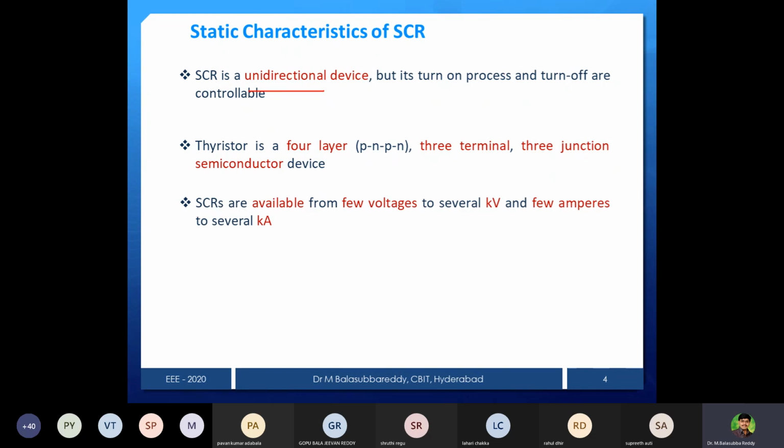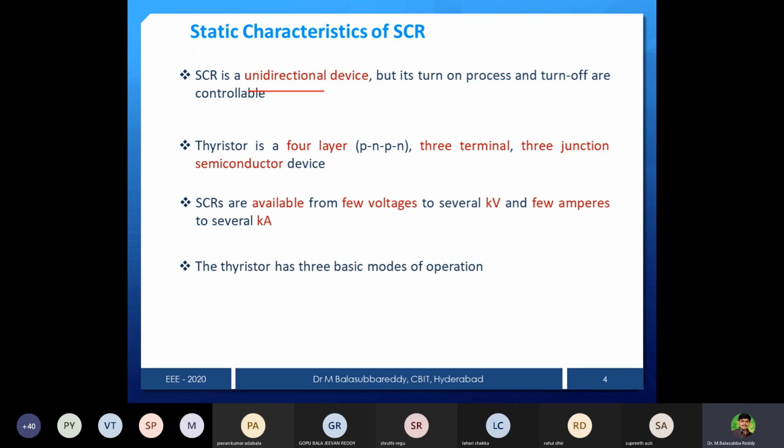And it may have ratings from very few volts to the higher kilovolt level, as well as from a few amperes to several amperes. So voltage ratings are available from small to high, and similarly current ratings are also available from a few amperes to high currents.